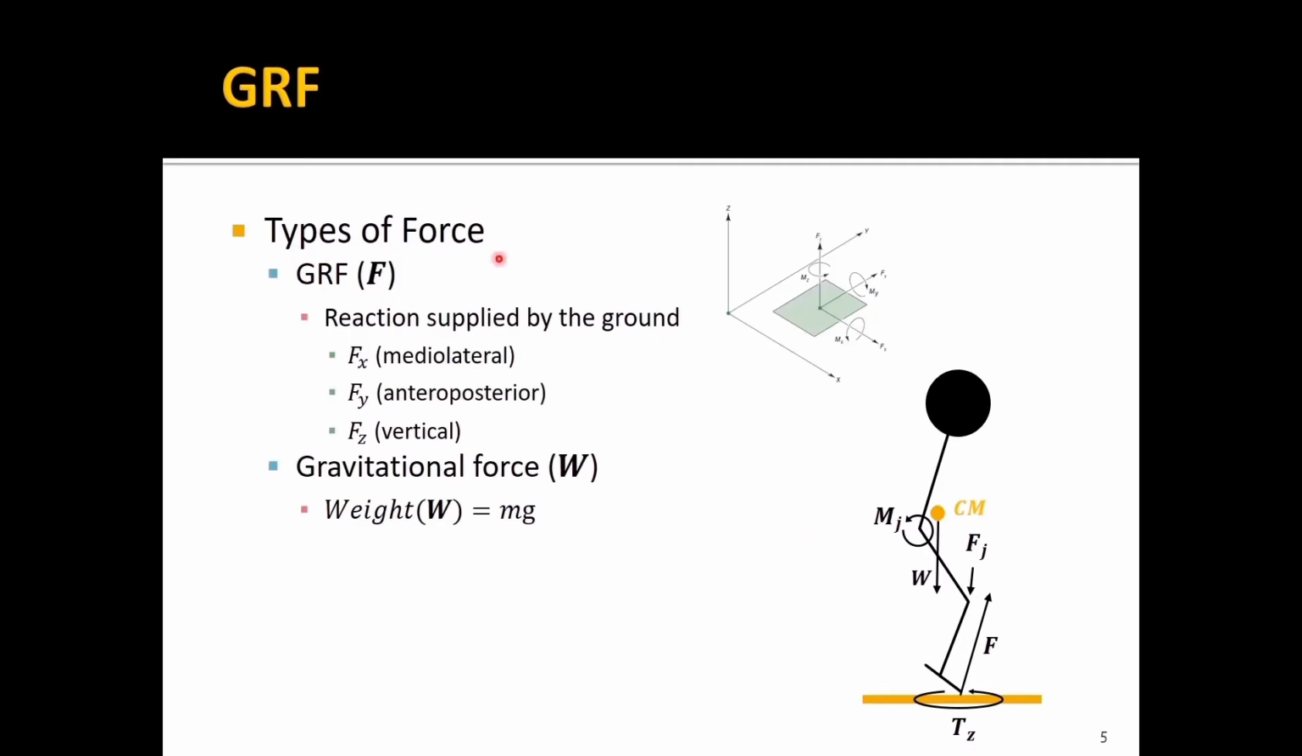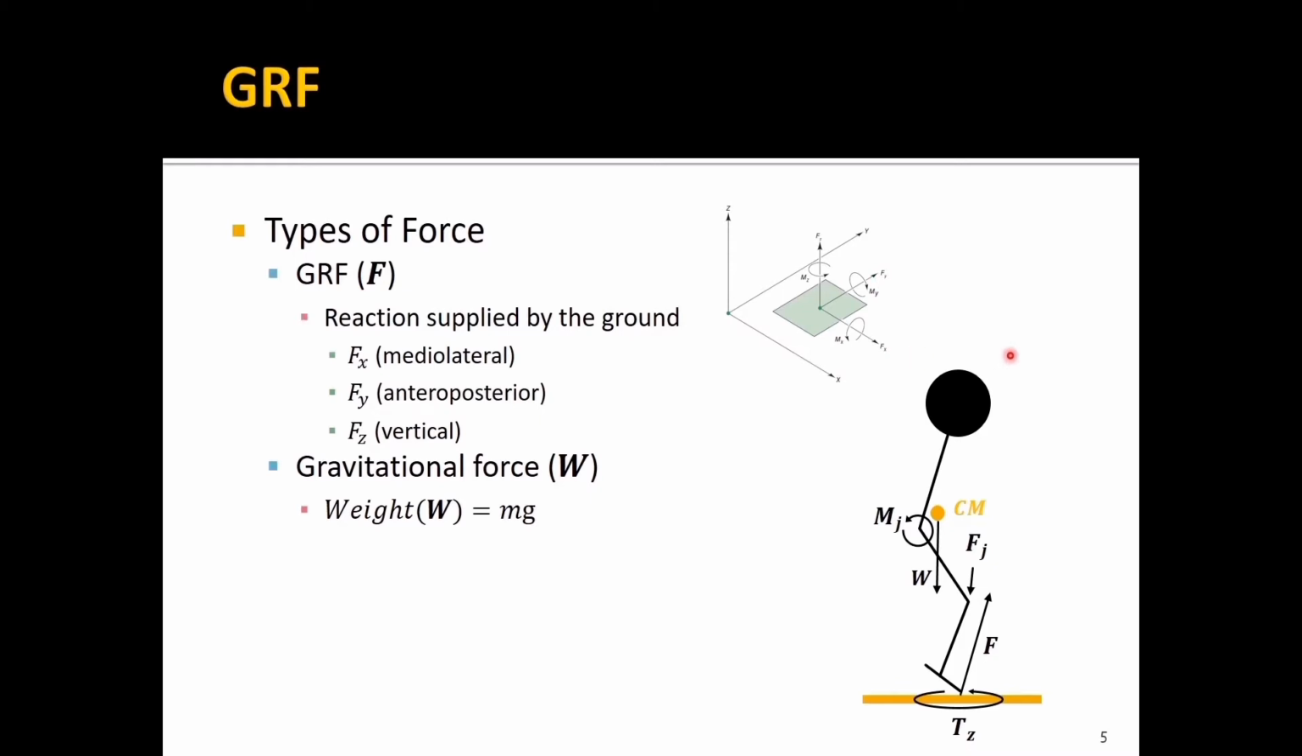Types of force. In this video, we will focus primarily on the forces acting on the human body. And the first type is ground reaction force, which can be defined as a reaction supplied by the ground. And that is an example of ground reaction force. Ground reaction force has three components. Force acting in the medial-lateral direction is Fx, force acting in the anterior-posterior direction is Fy, and force acting in the vertical direction is Fz. You can see Fz, Fx, Fy.